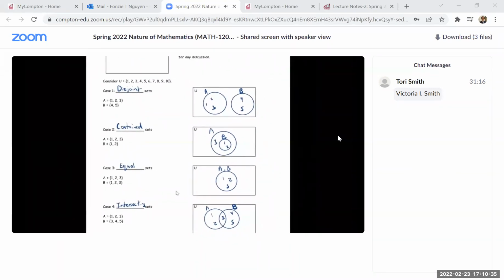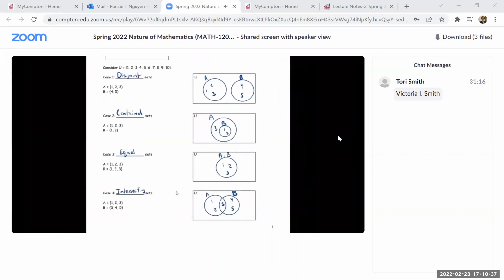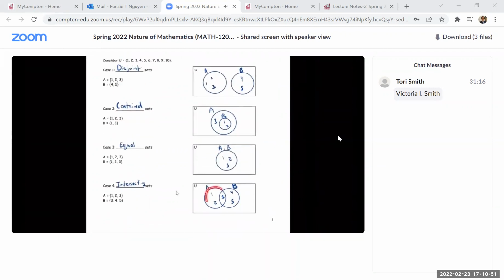So those are the 4 different cases. You'll either have 2 sets that don't intersect, which is called disjoint. You'll have a set that's contained inside of another set, called contained sets, and then 2 sets that are equal. And then you have just intersecting sets.